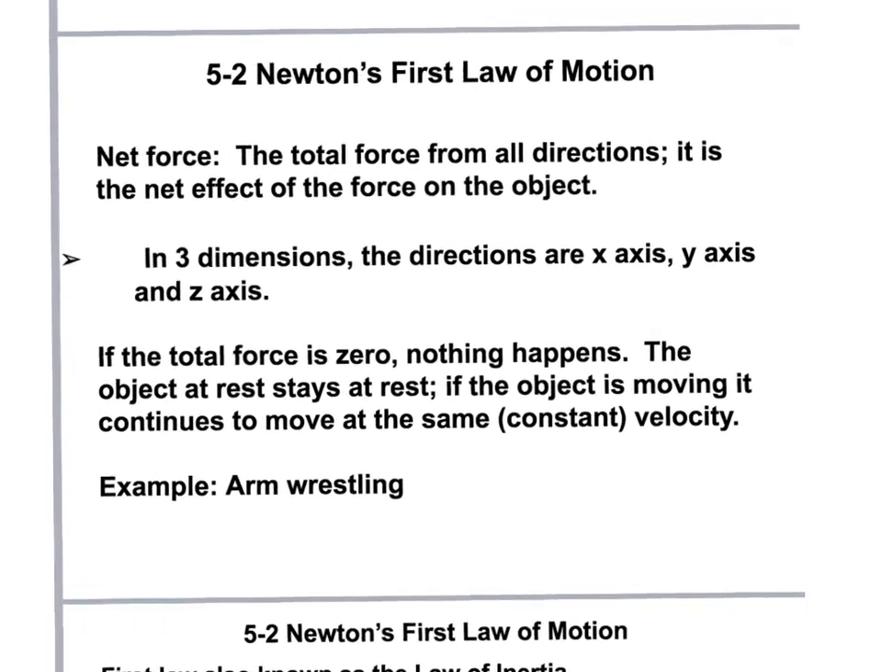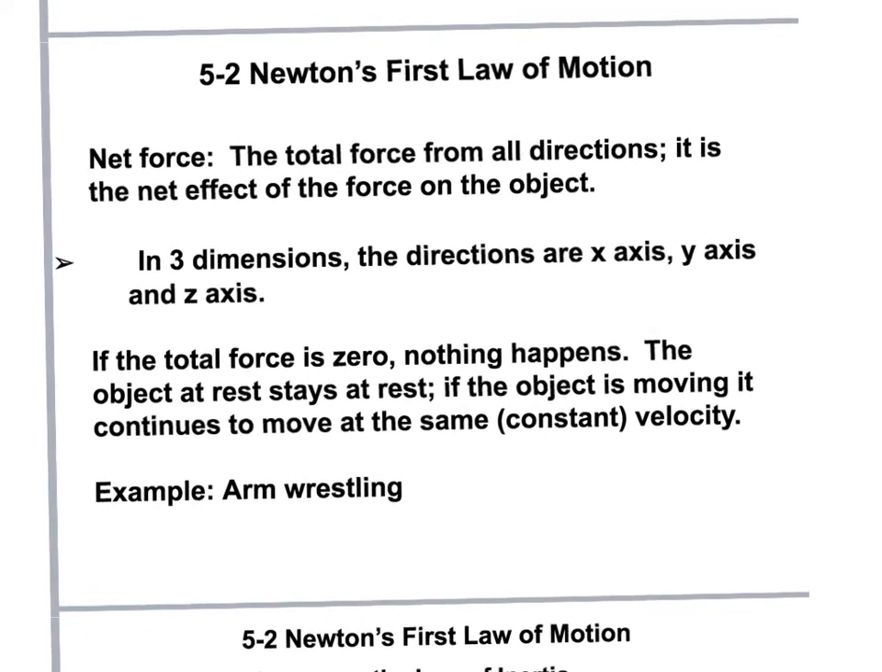So the first law again is about the total force from all directions. That's your net effect of the force, or the net force. When we get to 3 dimensions, the directions are going to be x, y, and z, but we won't get to 3 dimensions until the spring. And then if that total force is 0, nothing happens.